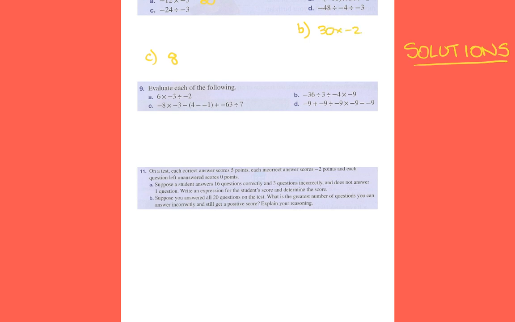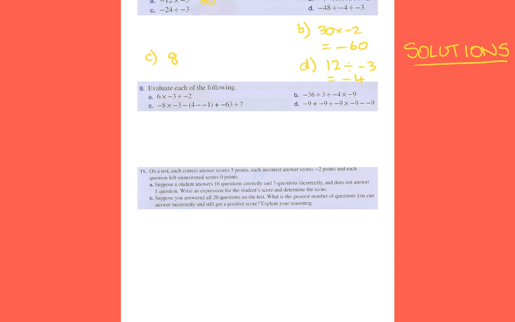B's a little trickier. Multiply two numbers together. 10 times 3 is 30, and then the third one, 30 times 2 is 60. And the same with this one. Go left to right. 48 divided by 4 is 12, divided by 3 is 4.